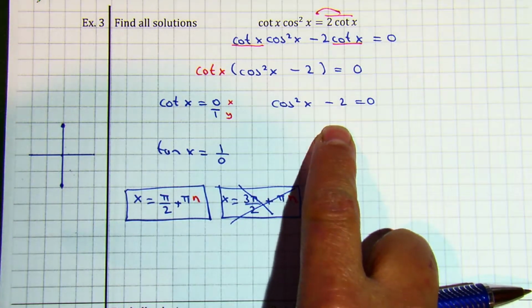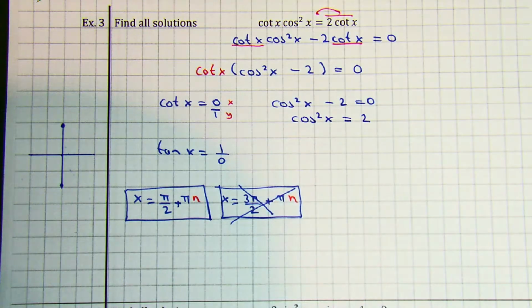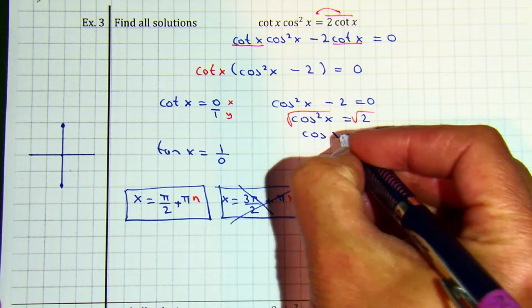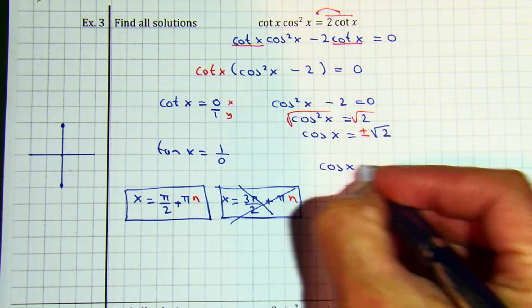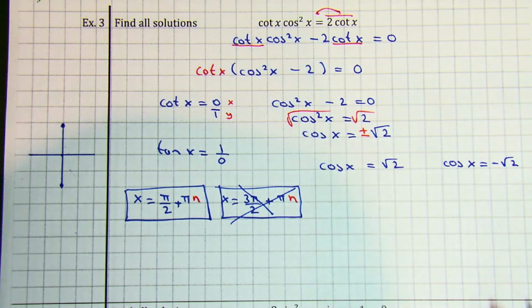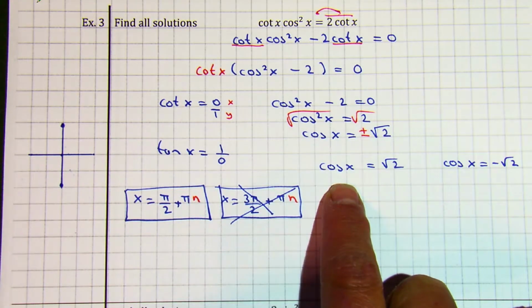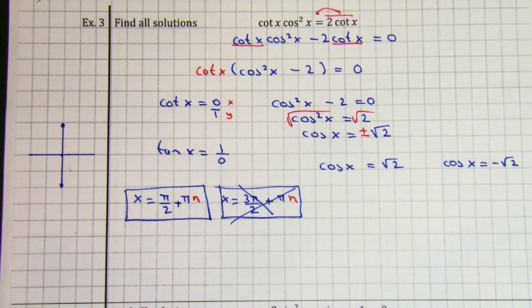So now let's go and solve the second part. Cosine squared of x equals 2. I'm going to take the square root on both sides. So therefore, the cosine of x equals the square root of 2, but we need plus or minus. So cosine of x equals the square root of 2, or cosine of x equals negative square root of 2. Now, square root of 2 is not one of the values that we know for cosine. We have 1/2, square root of 3 over 2, 0 or 1, or square root of 2 over 2. So therefore, we're going to have to use a calculator to calculate this.